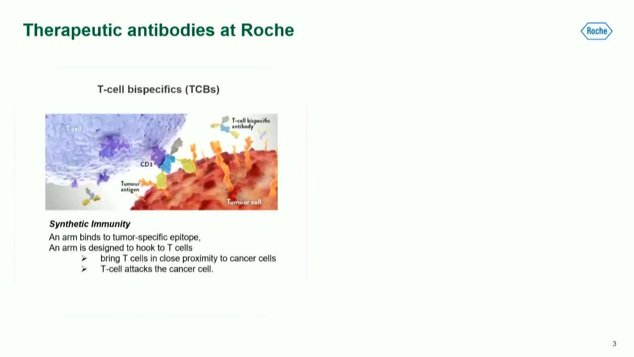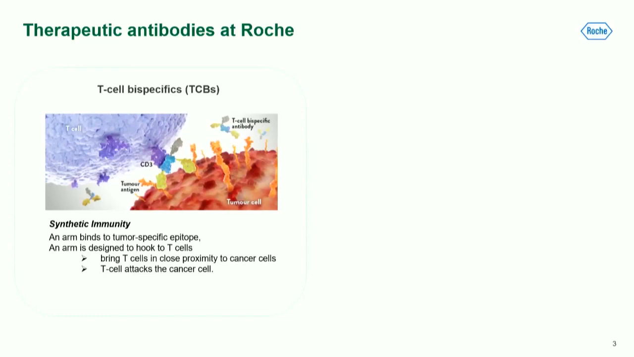You're probably familiar with the most famous modality. This is immune checkpoint inhibitors. So they aim to reinvigorate exhausted T cells, which then rely on their tumor specificity to kill tumor cells. T-cell bispecifics are a fairly new modality, but they're already pretty popular. They're developed by a number of pharma companies, including Roche.